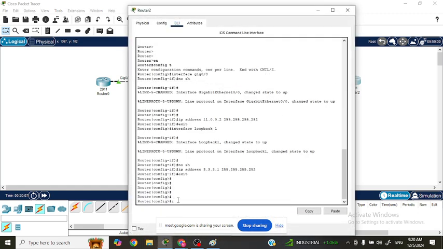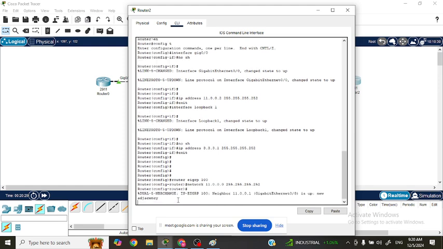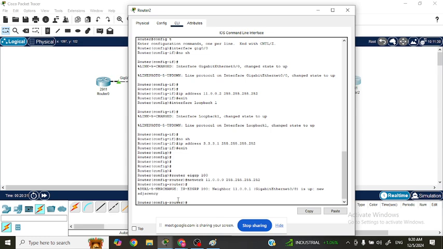Now we are coming to here. Router EIGRP 100. Network. Lakshman, tell me the network ID. 255.255.255.252. Network, loopback address. What was the loopback address? 3.